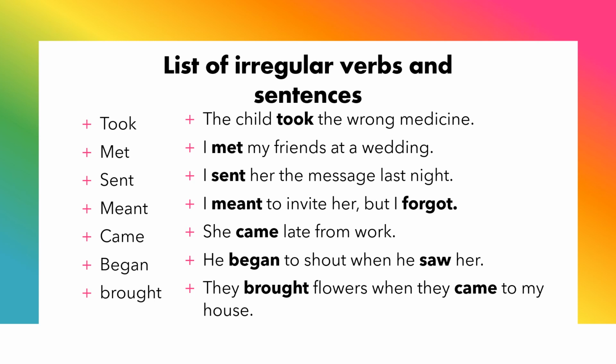So the word took is a past for take. The word met is past for meet. And the word sent is the past for send. The word meant is for mean. Came is the past for come. Began is the past for begin. And brought is the past for bring. So it's a complete change of spelling, and this is why we call these words irregular verbs. So let's have a look at the sentences.